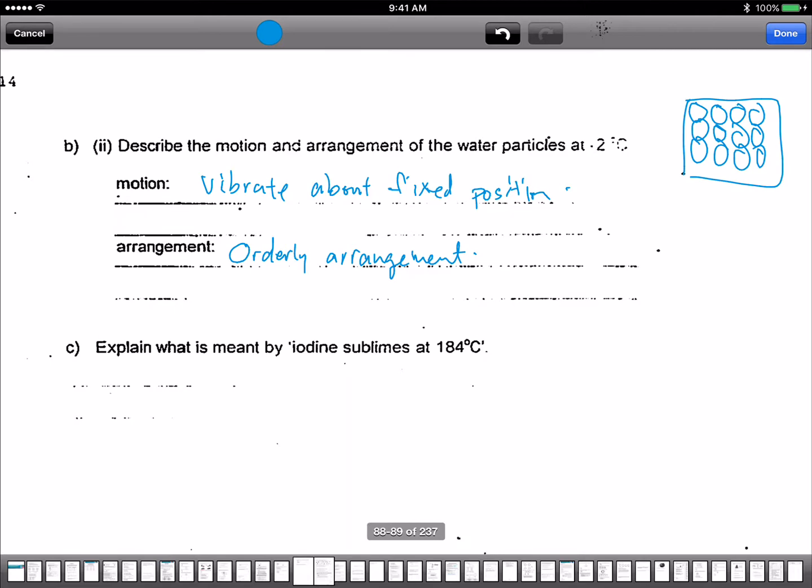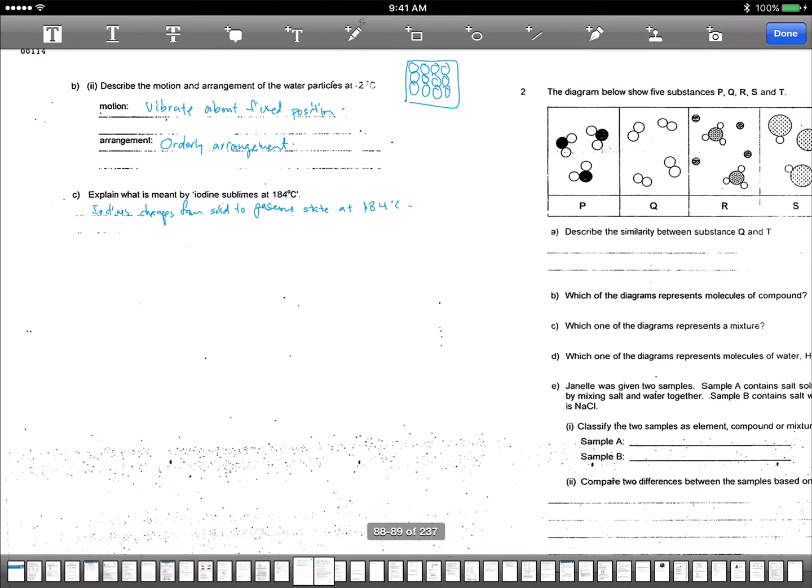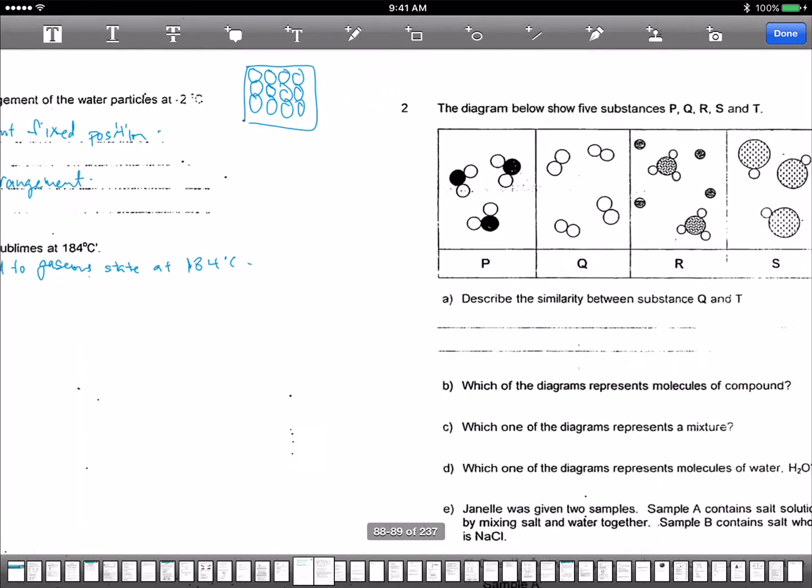Okay, what's meant by iodine sublimes at 184? You know? Sublimation is solid to gas, right? Yes. Okay. So iodine changes from solid to gaseous state at 184 degrees Celsius. Okay, iodine changes from solid to gaseous state. That's the meaning of sublime. Next one.